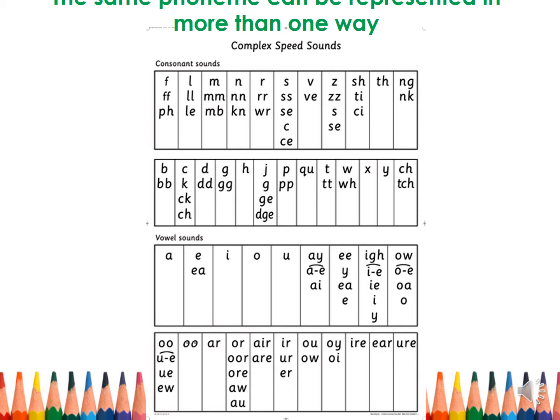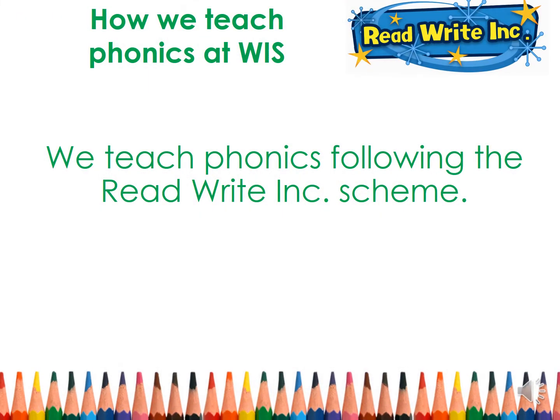There is a lot for the children to learn, which is why your support at home is so important. Some of the sounds can be represented in more than one way. Below is a table which shows you the different representations of some of the sounds. As a school, we follow a scheme called Read Write Inc. Our aim is for the children to have completed Read Write Inc. at the end of Year 1, and then they move on to discrete phonics teaching in Year 2.